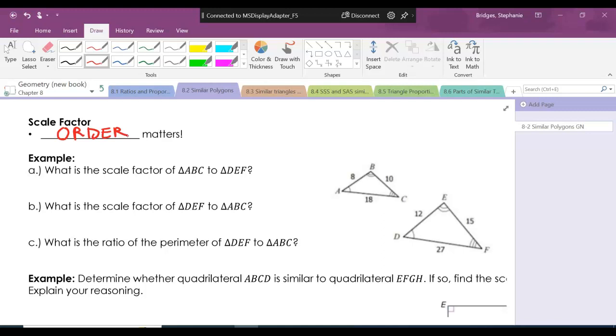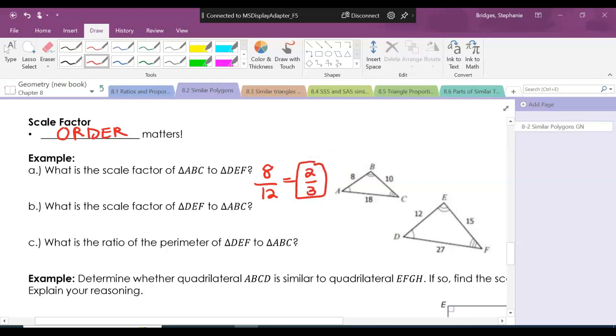So if I'm looking at triangle ABC, what is the length of the smallest side? 8. Okay, so I'm going to go 8 over. Scale factor is written as a ratio. We're going to write them as fractions because we're going to use them in proportions. And what is the smallest side length in triangle DEF? 12. Now, what did we talk about with ratios? We said they always have to be simplified. What number can 8 and 12 both divide by? 4. So my scale factor simplified is going to be 2 to 3.